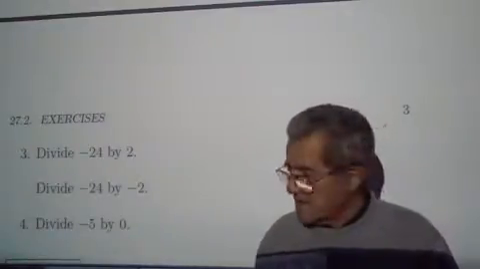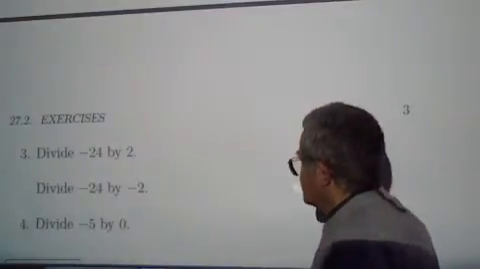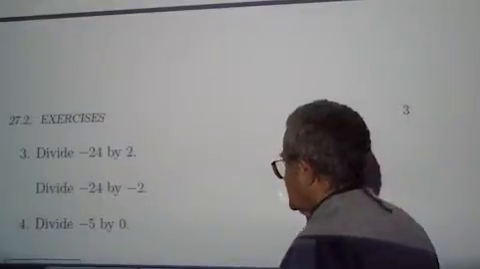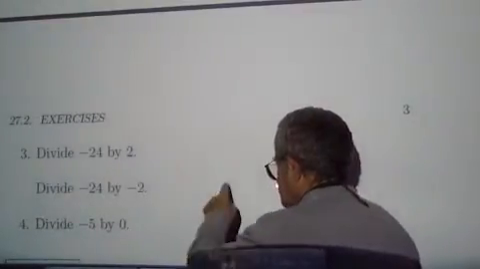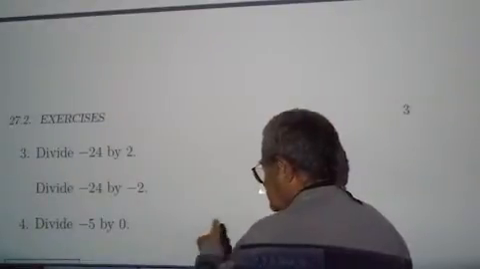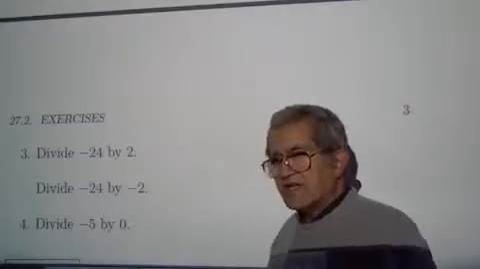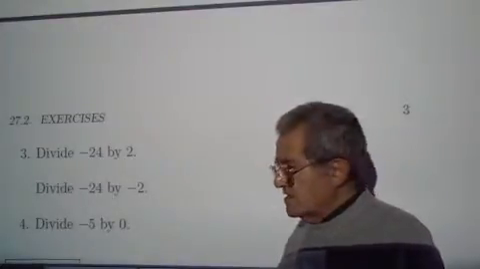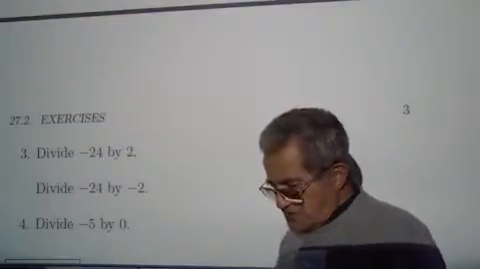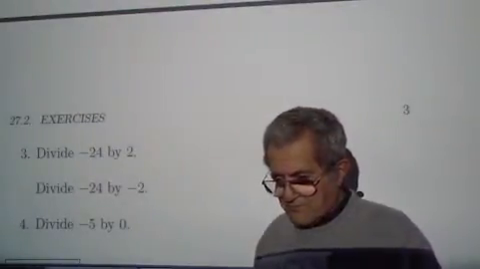Or, if I write this as a fraction, I have, is it negative 5 over 0 or 0 over negative 5? And then I remember division in terms of multiplication, and I bet you I can find the answer, because I know that 0 times any number is 0.